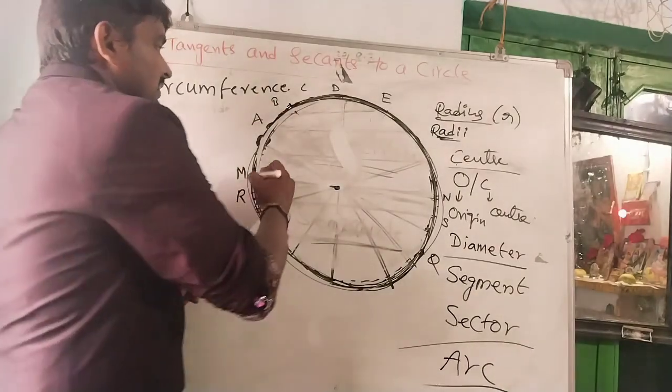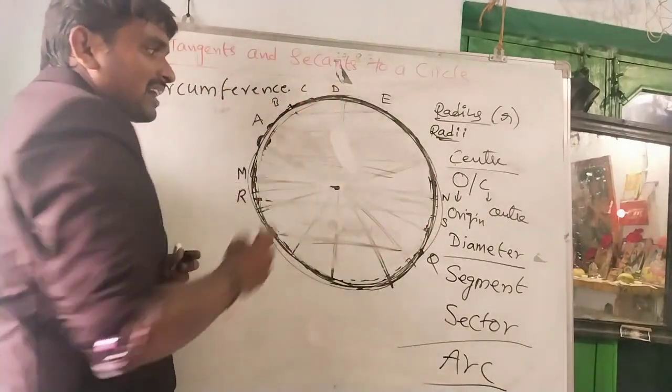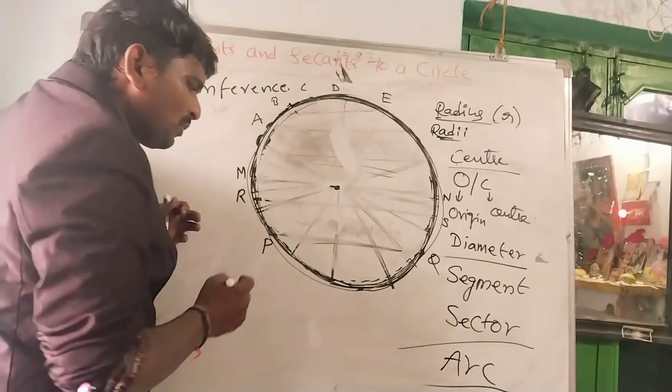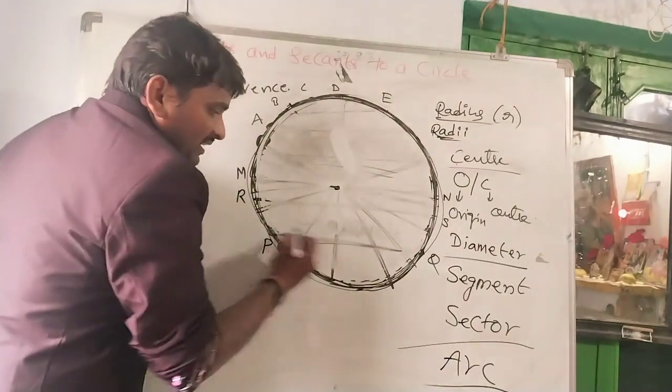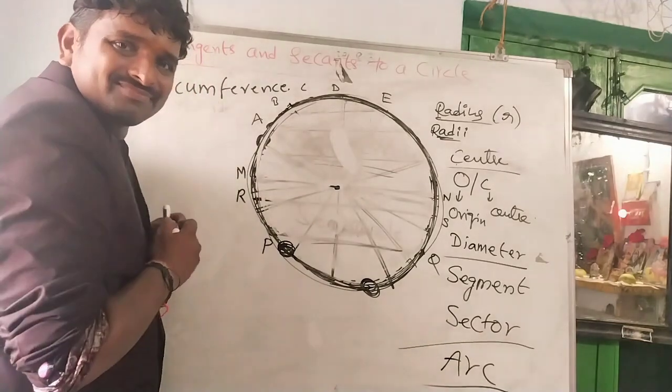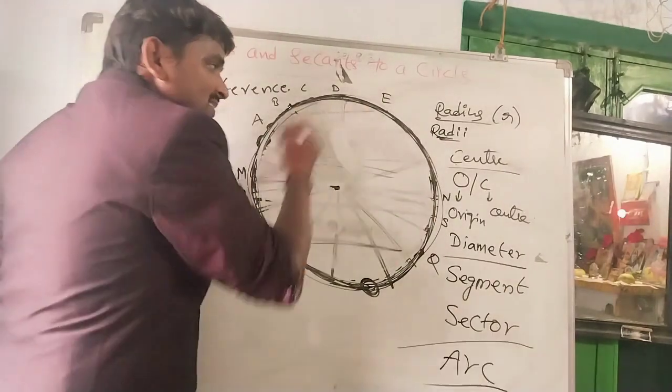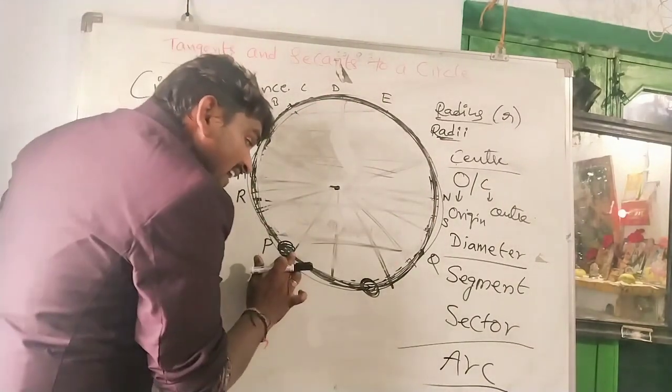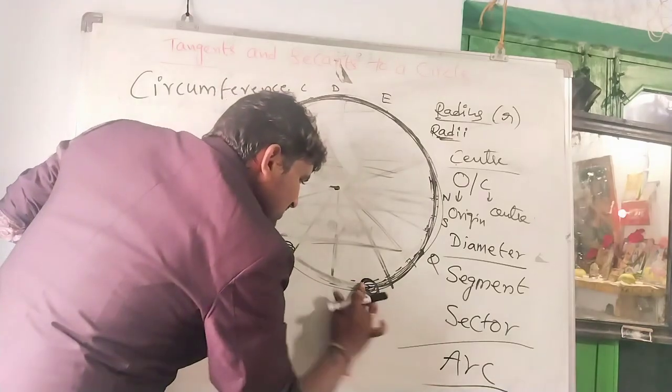What is circumference? The total length around the circle is called circumference. If you take a small part of the circumference, I will take this part. Did you get my point? This is what? Circumference. If you take any small part of the circle, you see I have taken this part.